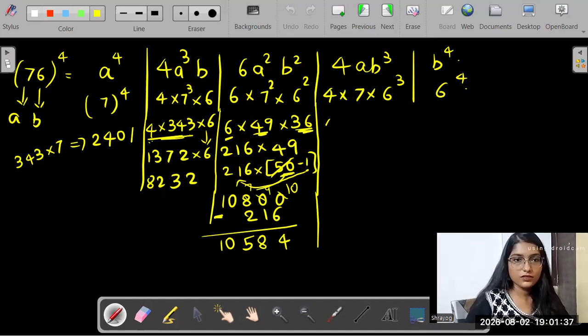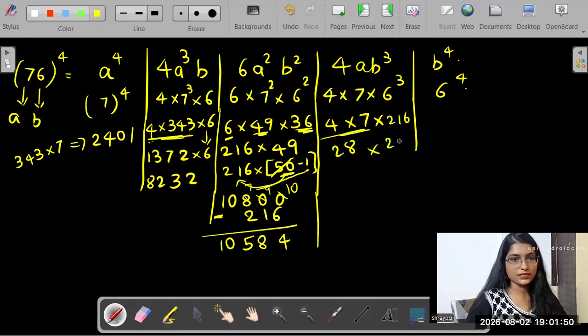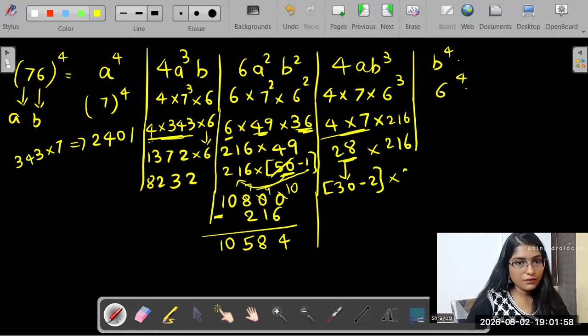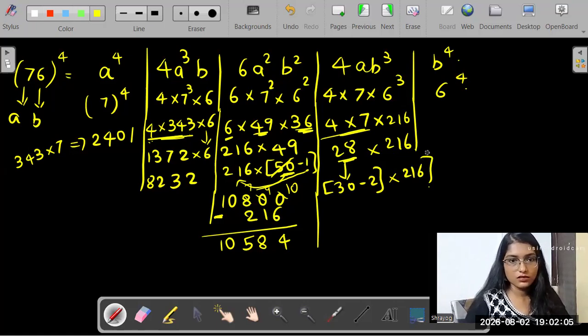Now moving on to the next block. 4 multiplied by 7 is 28. And 6 cubed is 216. So this 28 is multiplied by 216. Now here also you can use the bracket multiplication. 28 can be written as 30 minus 2. And do the bracket multiplication the way we did in block 3.